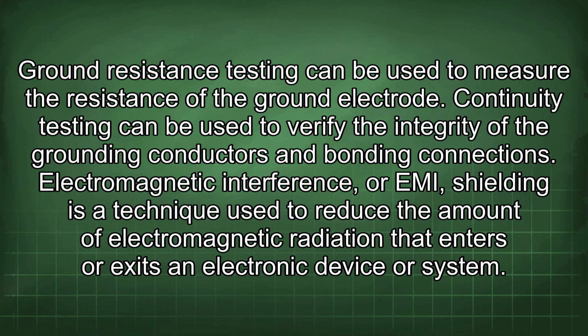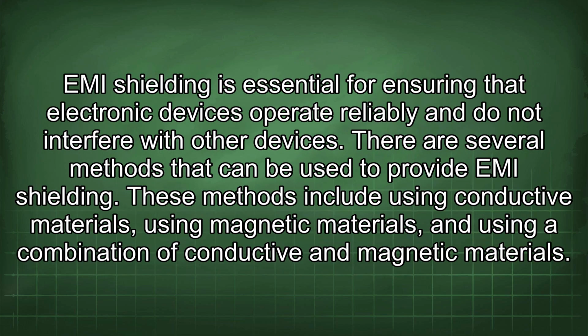Electromagnetic interference, or EMI, shielding is a technique used to reduce the amount of electromagnetic radiation that enters or exits an electronic device or system. EMI shielding is essential for ensuring that electronic devices operate reliably and do not interfere with other devices. There are several methods that can be used to provide EMI shielding. These methods include using conductive materials, using magnetic materials, and using a combination of conductive and magnetic materials.